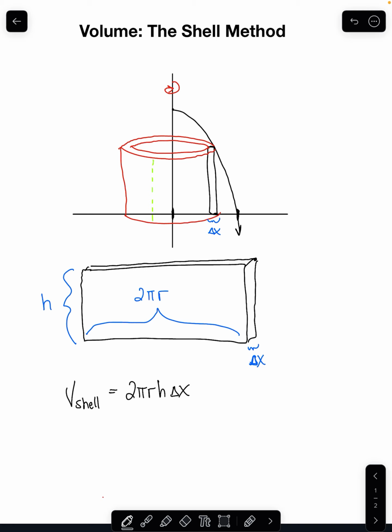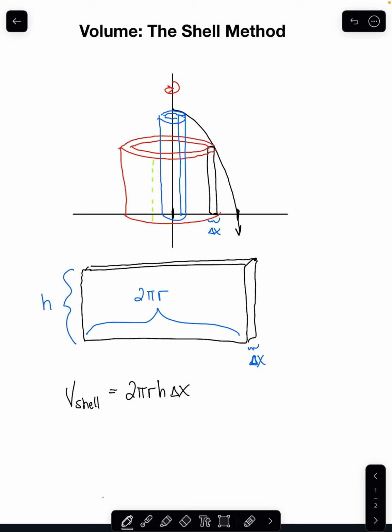Of course, the radius of the shell will be determined in part by which partition we are in. For example, if we are in a partition that is much closer to the axis of rotation, then we will end up with a cylindrical shell that has a much smaller radius. So our radius is going to be keyed into which partition we are currently in.